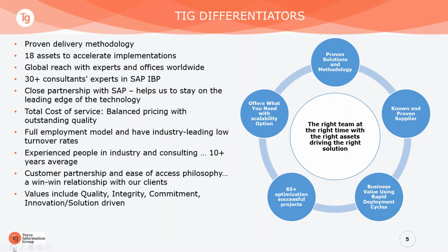These are Terra Information Group's differentiators. What makes Terra Information your vendor of choice? We have a proven delivery methodology. It's a spin-off of ASAP, but we've developed it a little bit further. We have accelerator templates, 18 assets to accelerate implementations. Global reach offers us expertise. We can do global templates and localizations around the world. We have 30 plus consultants in specifically our IBP and SCM practice, so we have a large focus and a large tool set.